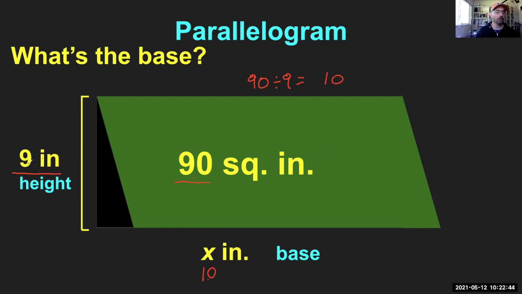Got it? You could also do it the equation way where you say, okay, I know it's 9 times this is going to equal this. So I could say 9x equals 90. And I know that 9 times 10 equals 90. So x equals 10. Easy, cool, great.